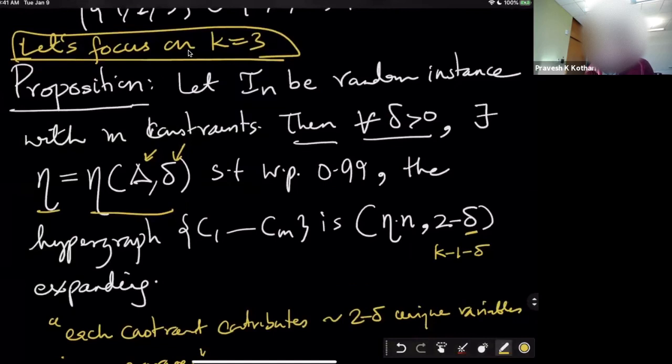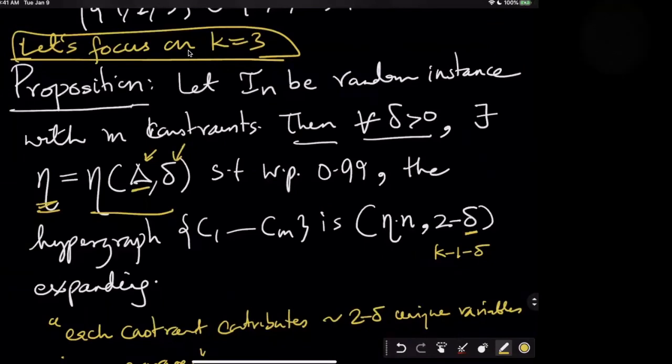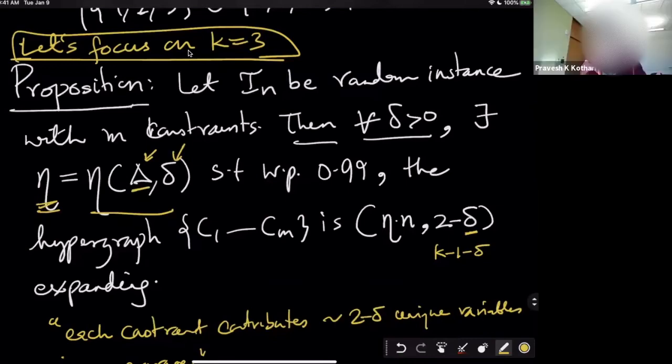Okay, so if I look at a k-uniform hypergraph with omega n edges, then I can ensure that it is eta n comma k minus 1 minus delta expanding. In fact, you can ask for the trade-off between delta and eta and small delta, and there is an interesting trade-off which we might quote but not prove in the next lecture. So does that answer your question, Jason? Yeah, thanks. Okay, good.